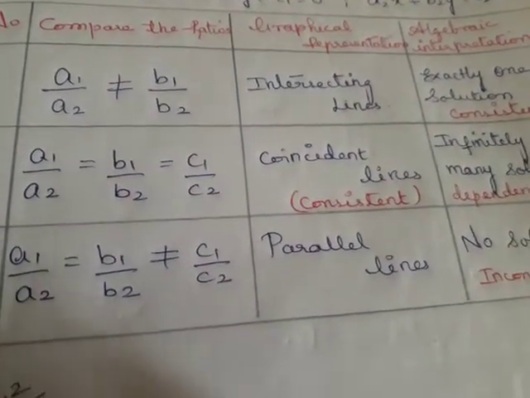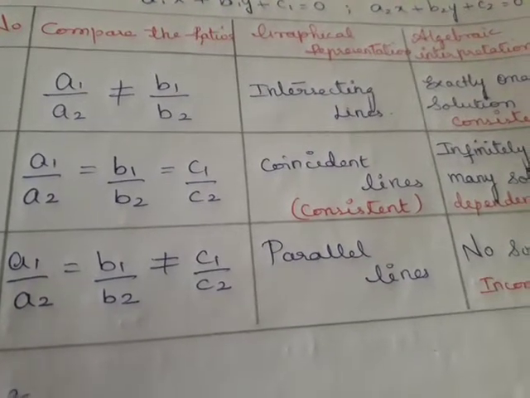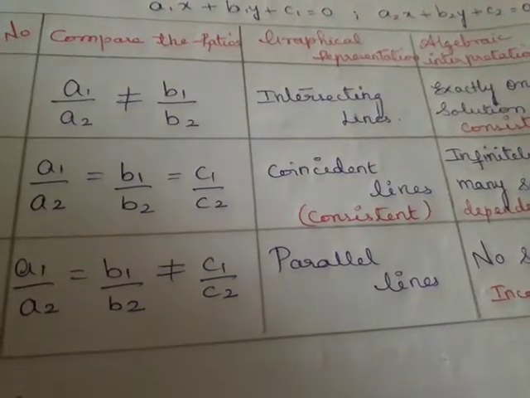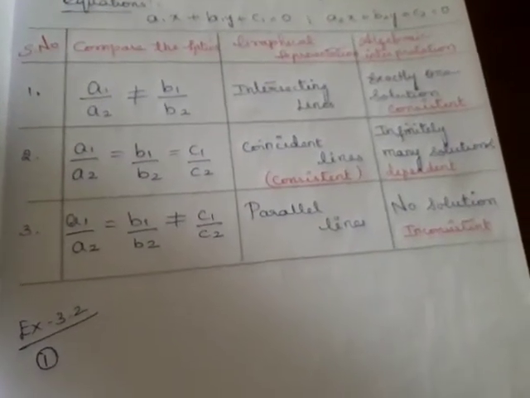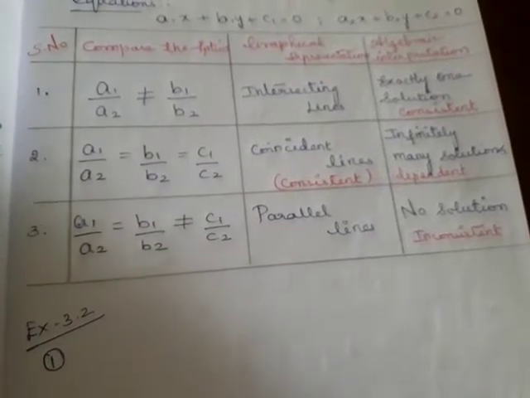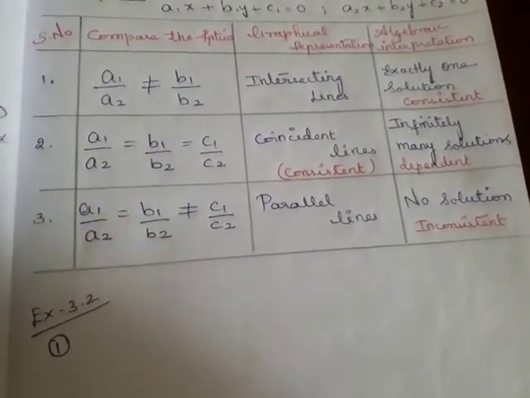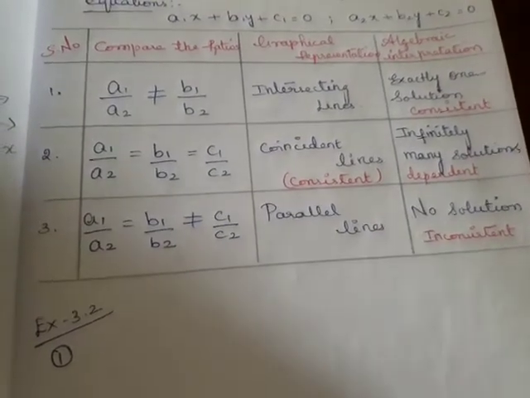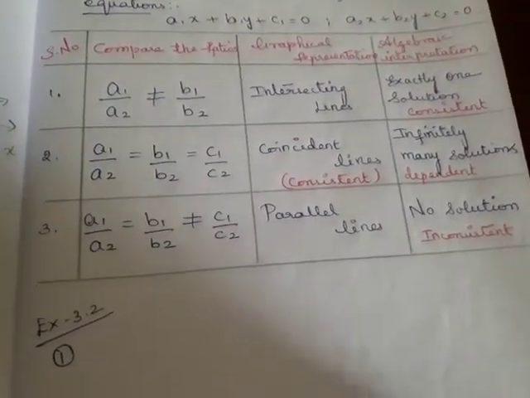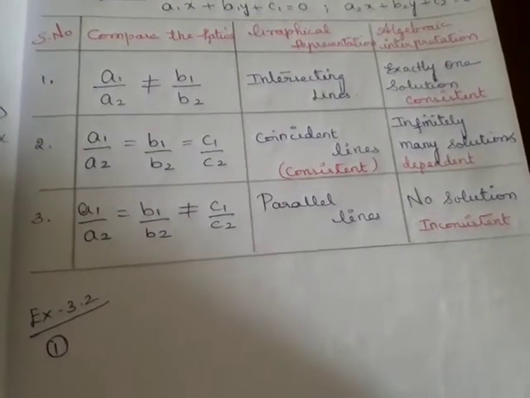Now let us directly move on to the exercise. No more explanation is needed to solve these exercises, right? But you have to remember this table and the ratios. If the ratios of coefficients of x and y are not equal, it is intersecting lines. If all the ratios are equal, coincident lines. If a and b ratios are equal but c is not equal, parallel lines.